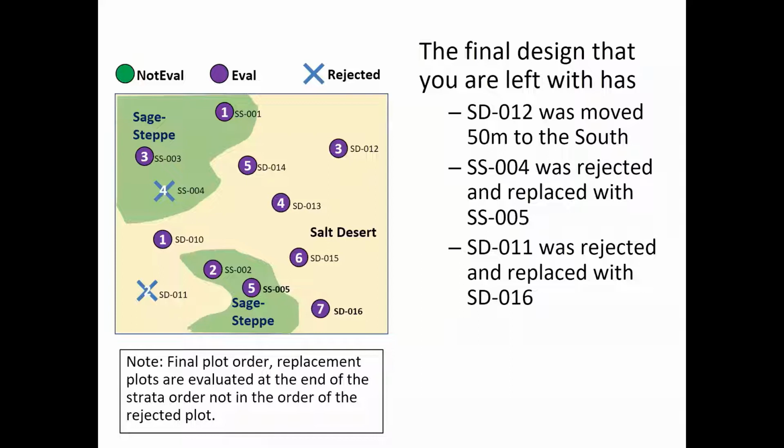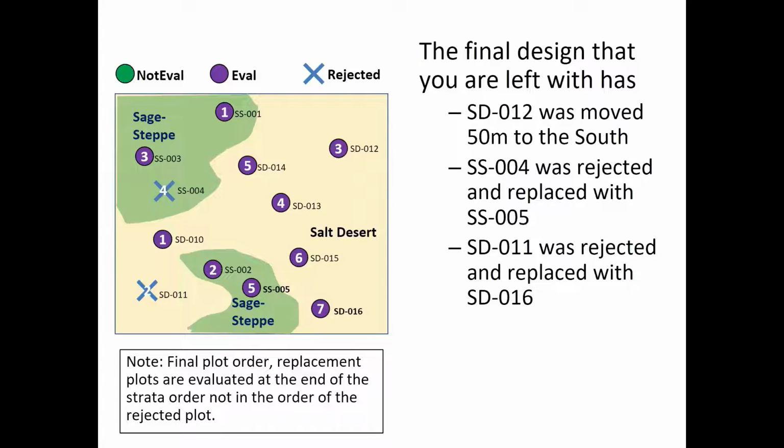To make up for the rejections, the crew added the next unevaluated points to their sampling plan, which is why the map now shows the points SS5 and SD16. The numbers on the points show the correct sampling order. So in the case of Sage Steppe, that's SS1, SS2, SS3, SS4, which was rejected, and then SS5, which was added to make up for that rejection.